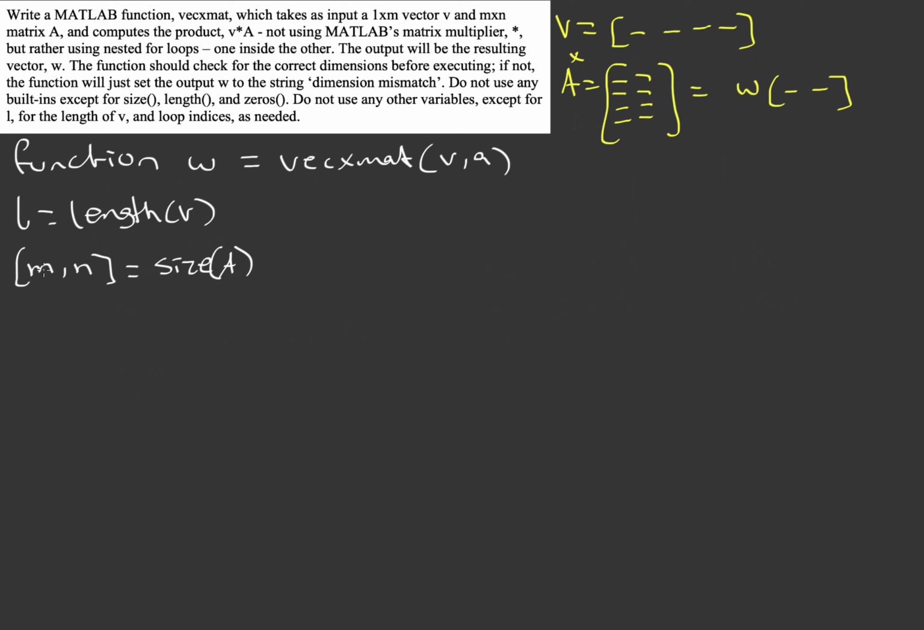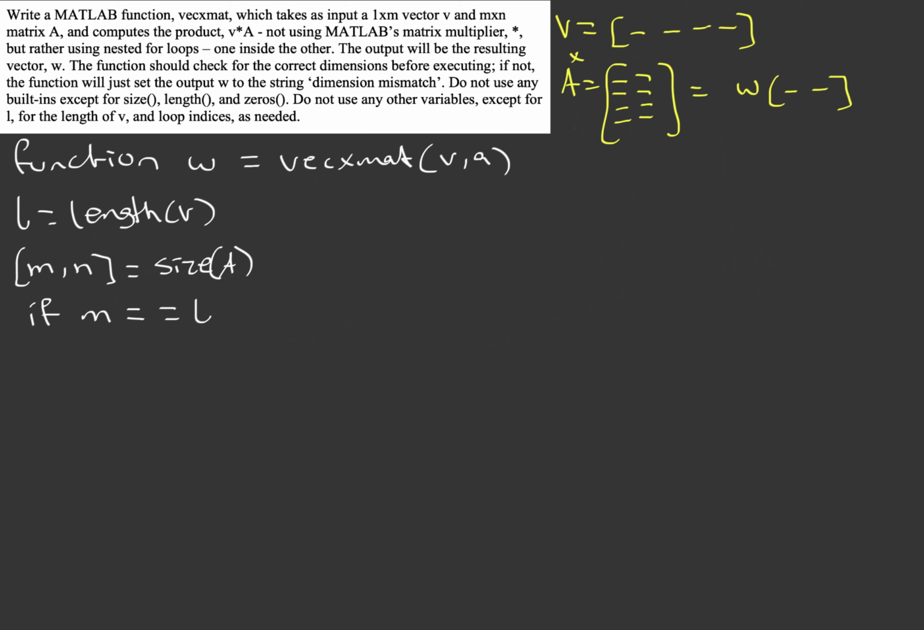Now we want to make sure that m and L equal each other in order for us to do our matrix multiplication. So we're going to say if m is equal to L. So that's our if statement. Now once we're done with all the matrix multiplication, we're going to say else dimension mismatch.